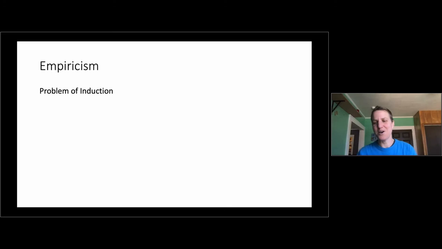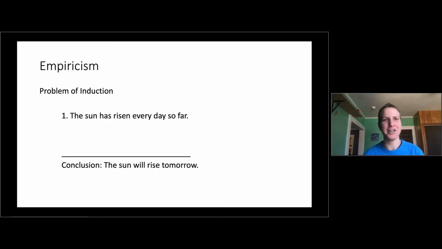So how does the problem of induction work? Well, take this inductive argument. There's a different one in the text, but I like this one. This is from David Hume. The sun has risen every day so far. Therefore, the sun will rise tomorrow. This is an inductive argument. It's an enumerative inductive argument.